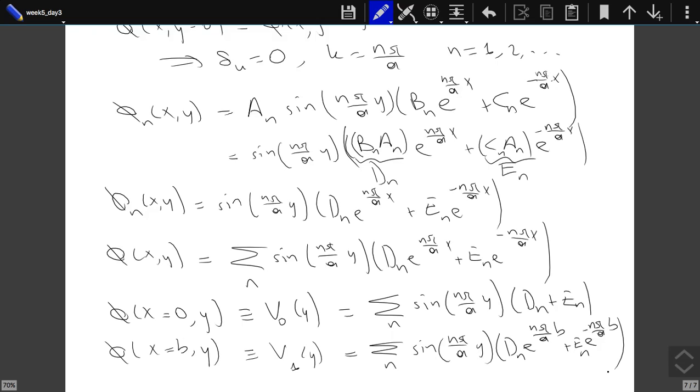That will give you an equation on dn plus en and another equation on this combination. So you have two unknowns and two equations. You can determine the coefficients and you are done. Once you determine dn and en, you know the potential everywhere.